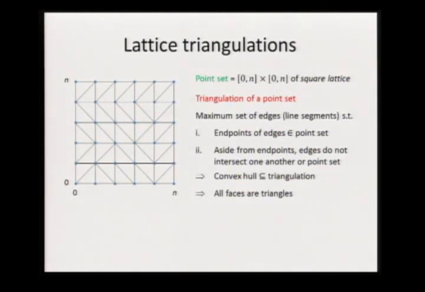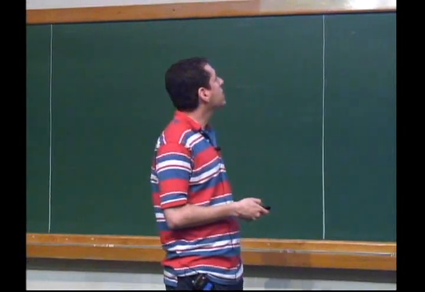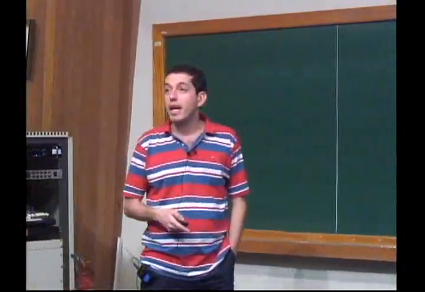It's easy to see that there are at least exponentially many of them, since in this picture here, you can take any of these diagonals and change to the other one. So for each 1 by 1 square, you have 2 possibilities. There are at least 2 to the n squared possible triangulations. And there are better bounds. The best lower bound we know is that there are at least 4.15 to the n squared triangulations by Calvert Seeger from 2003. And there are at most 6.86 to the n squared triangulations. So we don't really know how many there are. We don't know how to count lattice triangulations. That's a major problem in this area, actually.